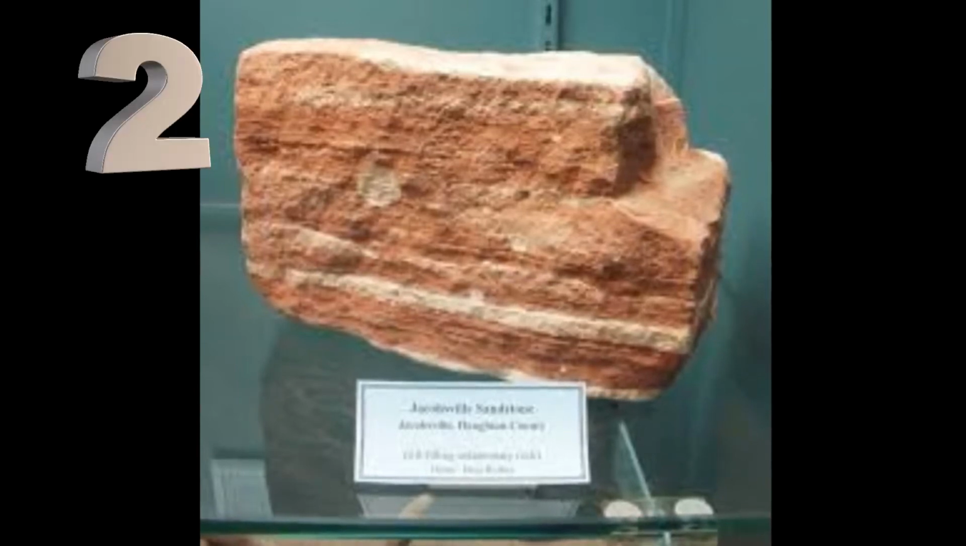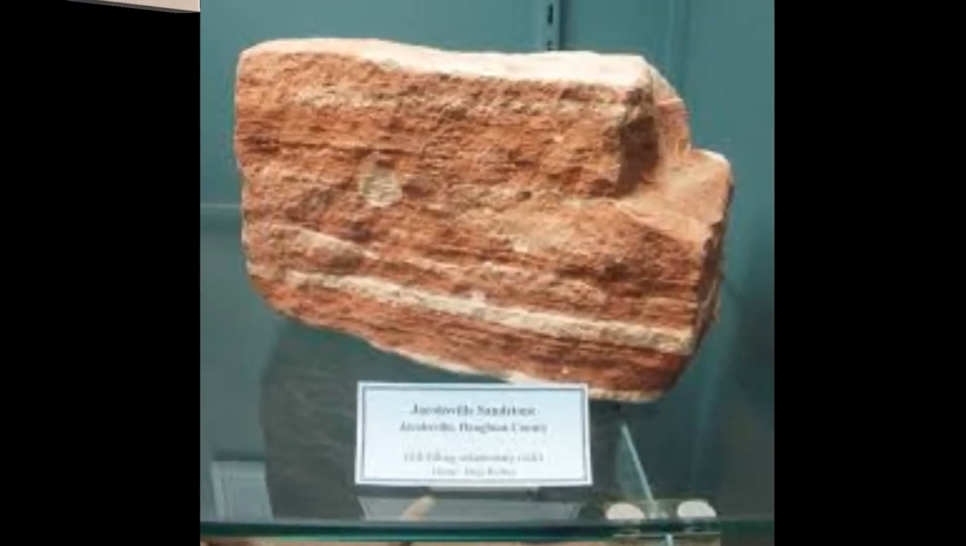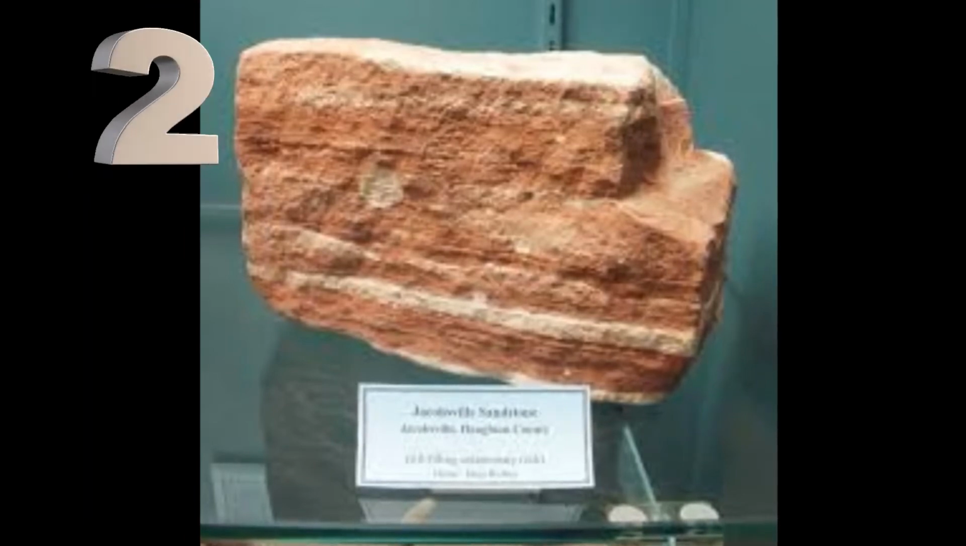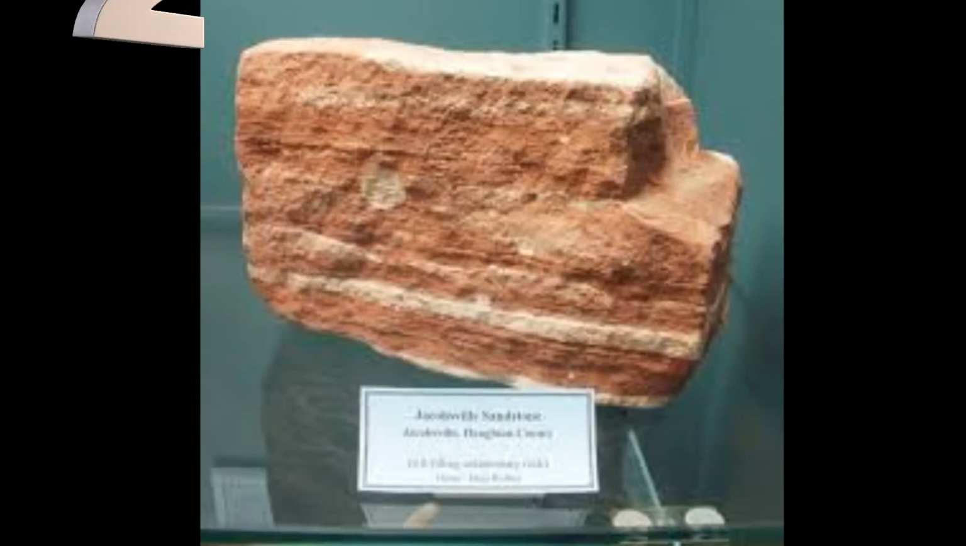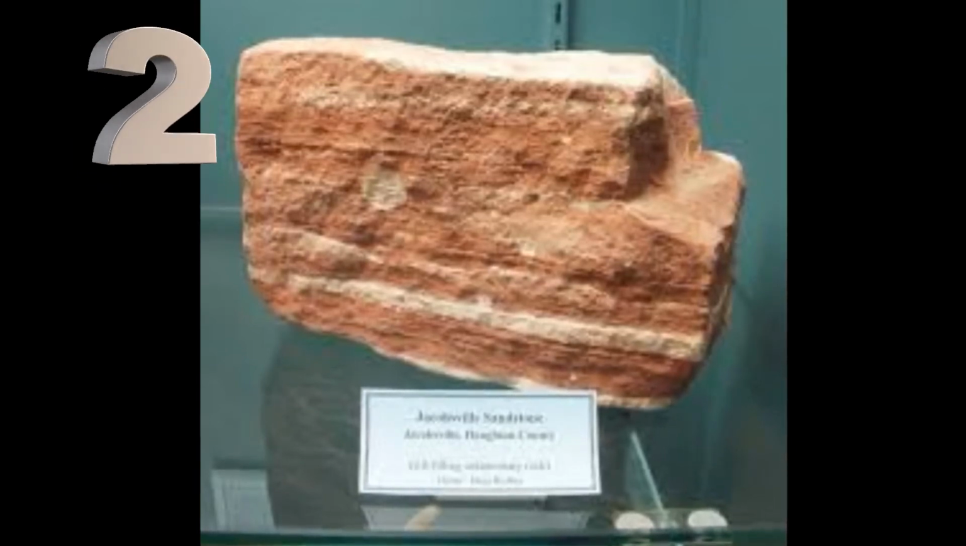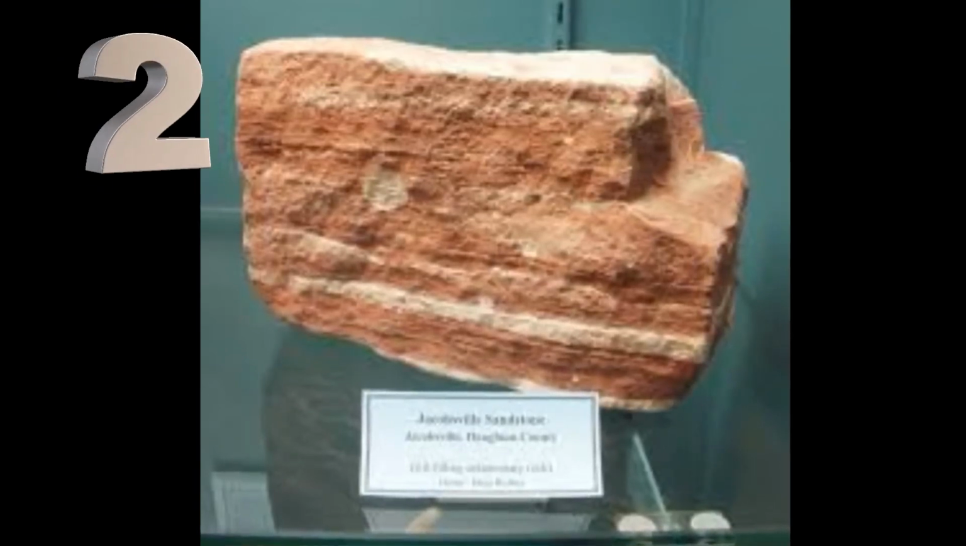Practice problem number 2. This rock was found near a riverbed. As you can see, it has layers and was formed from weathering and erosion of other rocks. Write down your answer.